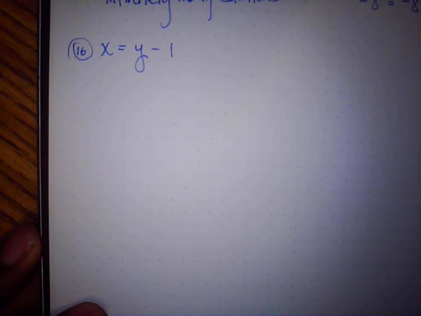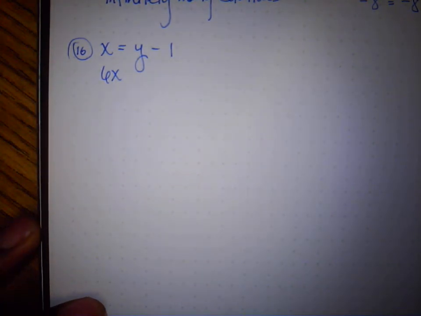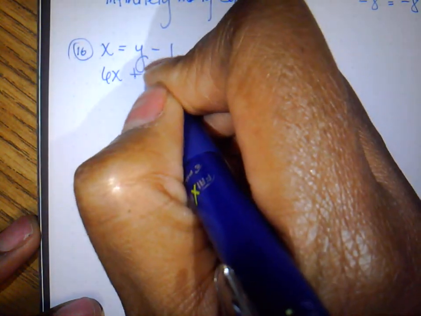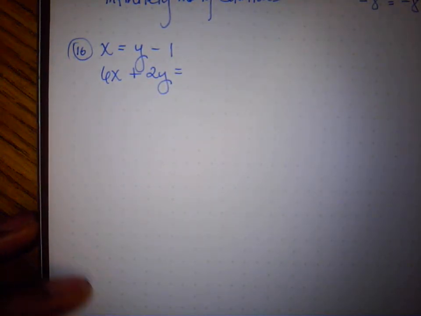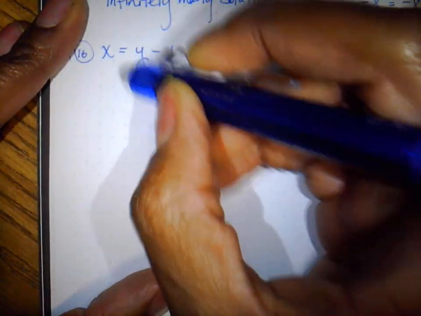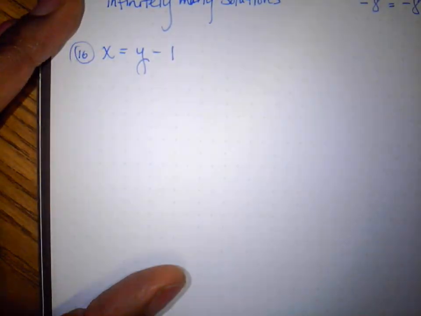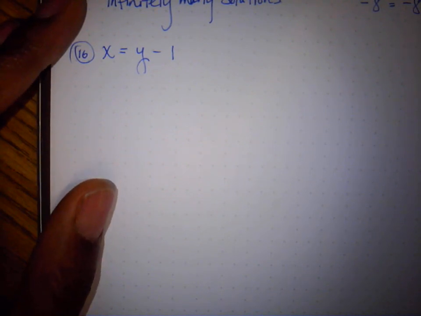All right, y'all, we have x equals y minus 1. And we have 6x plus 2y. What am I looking at? Oh, I'm tripping. My bad, y'all. I was looking at the wrong one. All right, so we have negative x plus y equals negative 1.